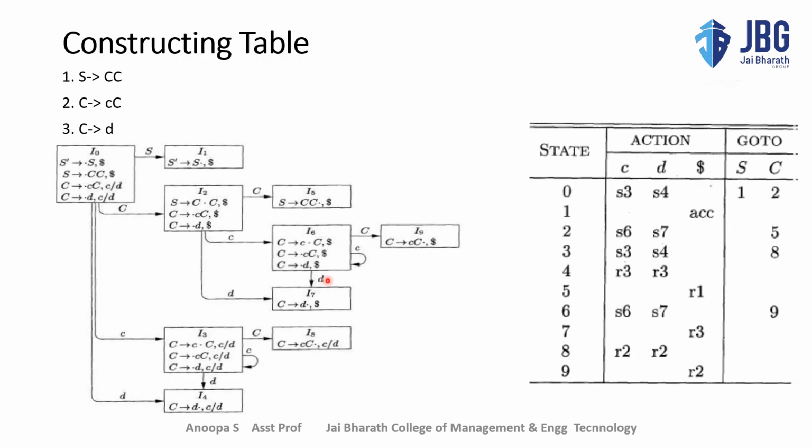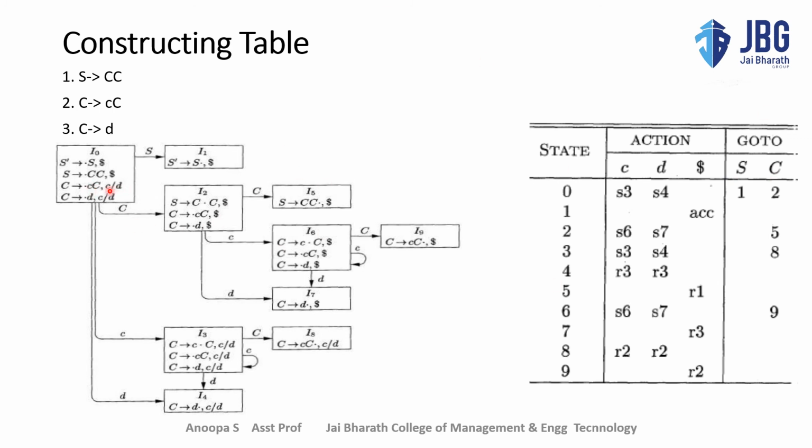Now, let us see how we have to construct the CLR parsing table. First you have to number the productions. Now I have written the states, all the 9 states here. Now the action part and goto part. The action part will consist of all terminal symbols with dollar and the goto part will consist of non-terminal symbols.